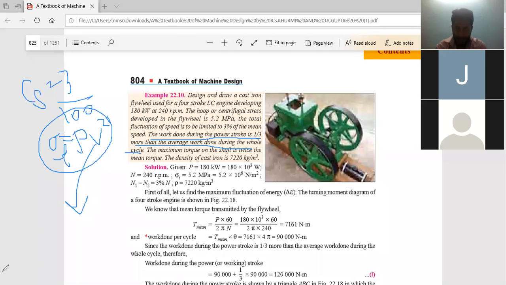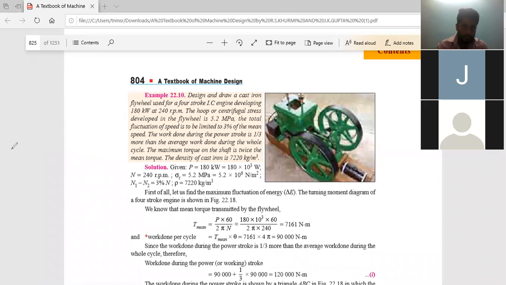That means I can write that, power stroke, we get power in a four-stroke engine only in the expansion region. Yes or no? Yes. We get the power in four-stroke engine in the expansion region. That means work done in power stroke, that is work done in expansion, is 1 by 3 times more than the average work done during the whole cycle. Say W is the average work done in the whole cycle, then work done in expansion is W plus 1 by 3, W by 3. Yes or no? Yes sir.